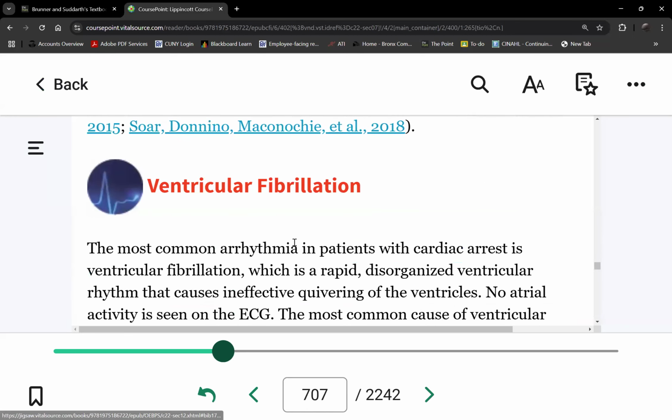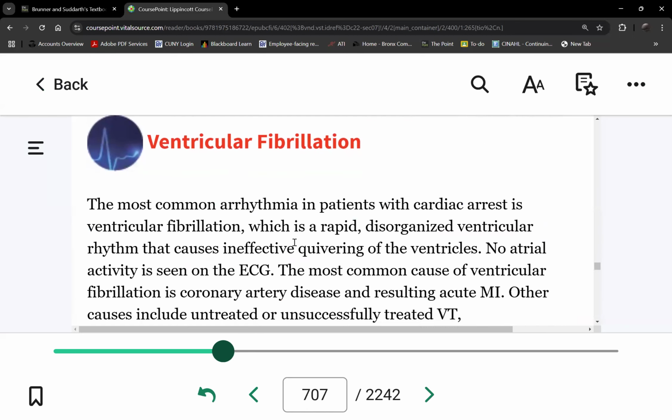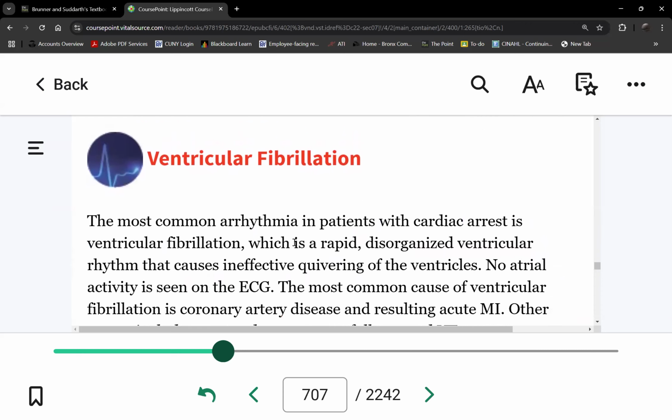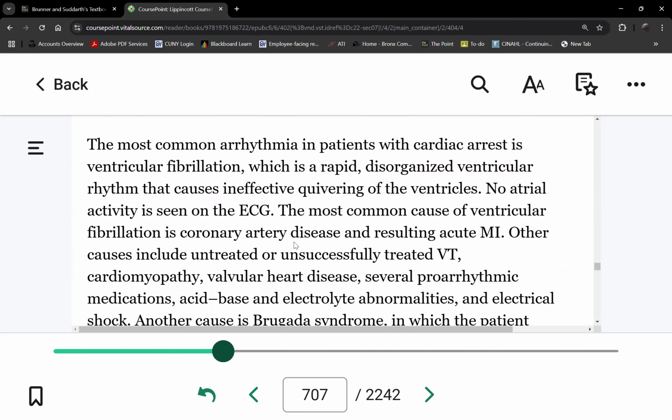And here's the worst, VFib. Most patients in cardiac arrest are in VFib. So if you find them pulseless, it's either VTAC without a pulse, or they're in VFib already. What's the treatment for VFib?